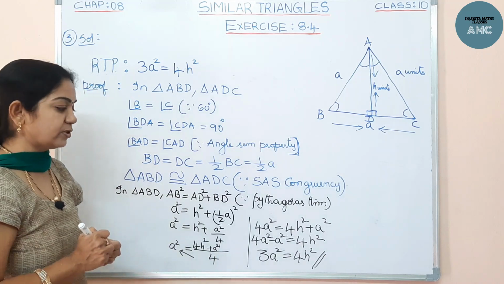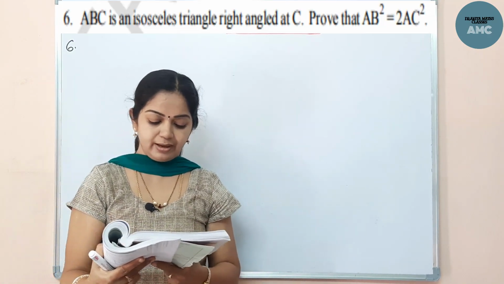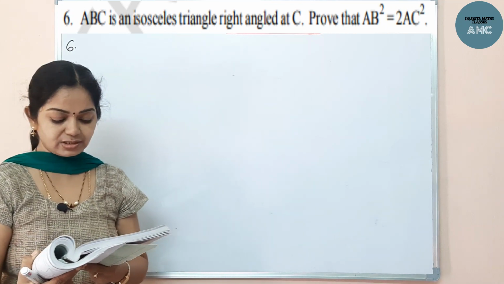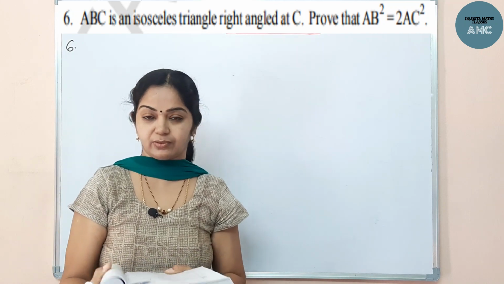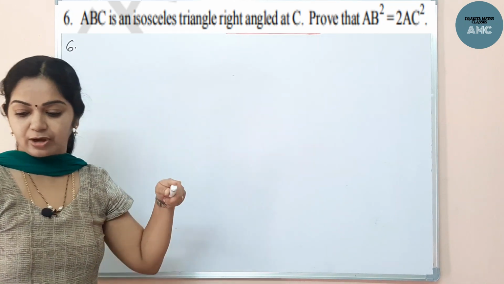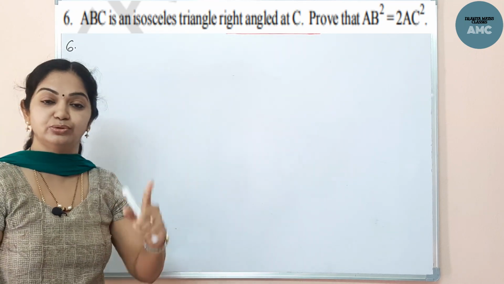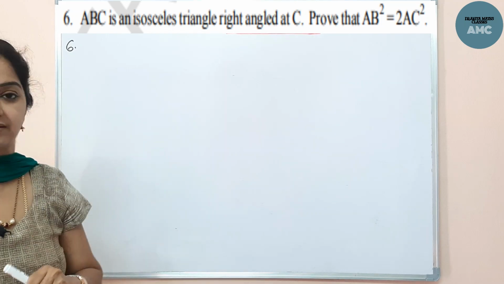Now quickly pause the video and note it down. Now the sixth problem. ABC is an isosceles triangle right angled at C. Prove that AB square is equal to 2AC square. Now here I have done all 3 problems. 4th and 5th problem you do for practice. Do it for your homework. Then I'll be doing the 6th problem.